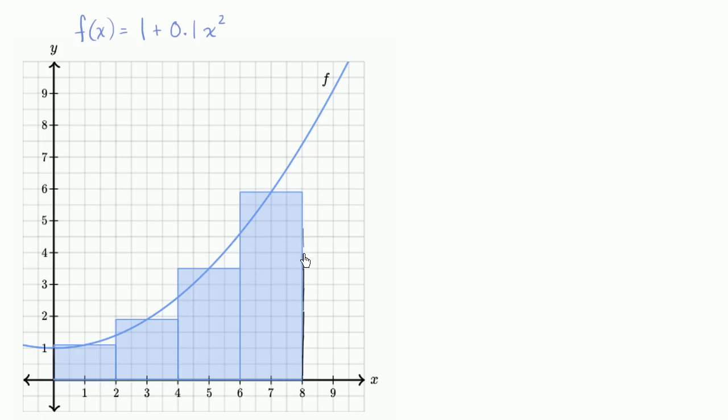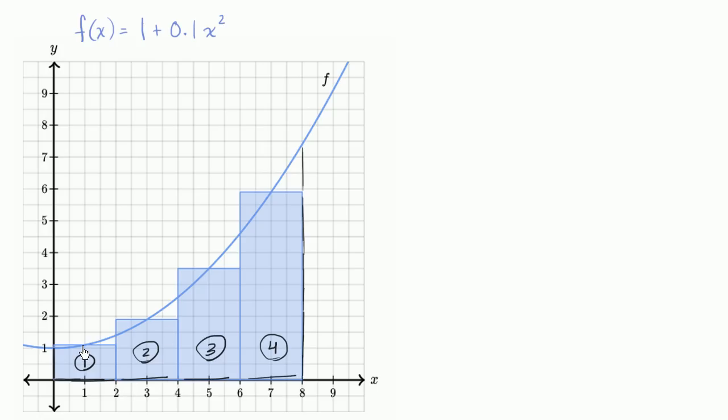The way that we're attempting to do it in this diagram is by splitting it into four rectangles. We could call this rectangle 1, rectangle 2, rectangle 3, and rectangle 4. It looks like they each have a width of 2, so they are equally spaced. We go from 0 to 8 and split into four sections, so each is 2 wide. That's 2, 2, 2, 2.